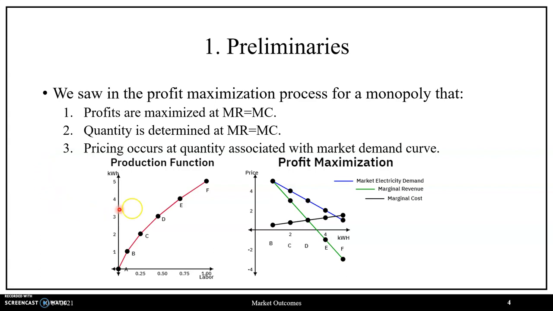And we have our graphical representation of this below, where we have our production function that we saw in video 2, as well as our profit maximization process, where profits are maximized when marginal revenue is equal to marginal cost, giving us an output level of 3 corresponding to point D. And in terms of our pricing strategy, we use the market demand curve for when output is 3 in order to determine our price level of 3 as well. We're moving along to our production function, producing at point D, in which there's 3 kilowatt hours of electricity produced. This corresponds to the monopolist using 45% of their labor force.